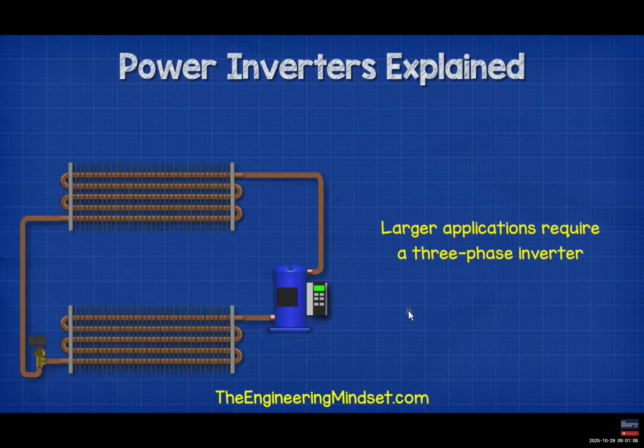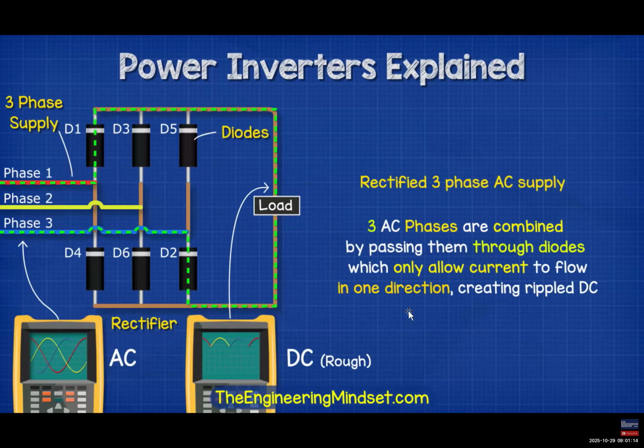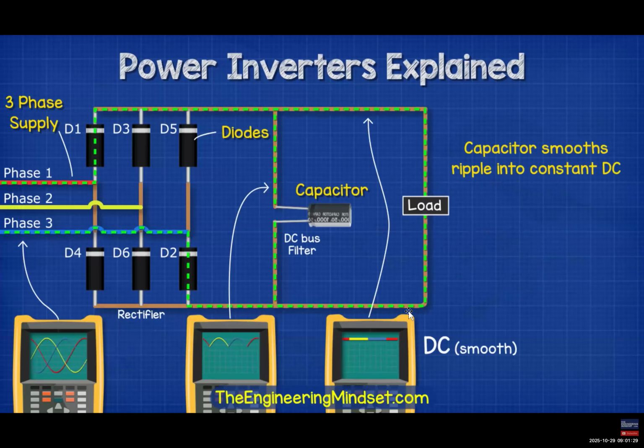Larger applications require a three-phase inverter, for example, to run the compressors in a large cooling system. The DC supply in this case will be a rectified three-phase AC supply. That means the three AC sine waves are combined together and pass through some diodes which prevent the electrons from flowing backwards. This turns it into a rippled DC waveform. We then use a capacitor to smooth the ripple out into a constant DC supply.